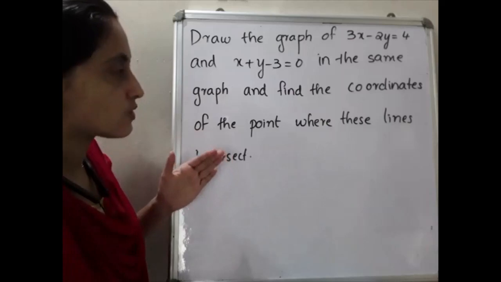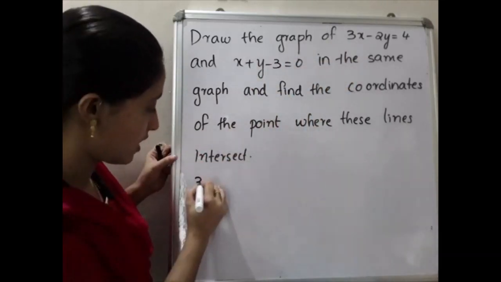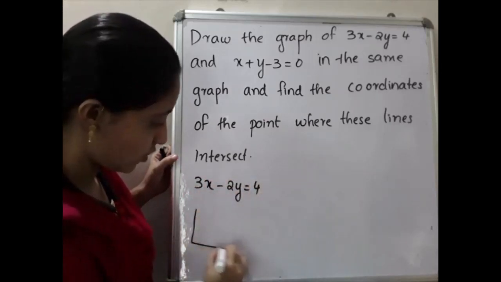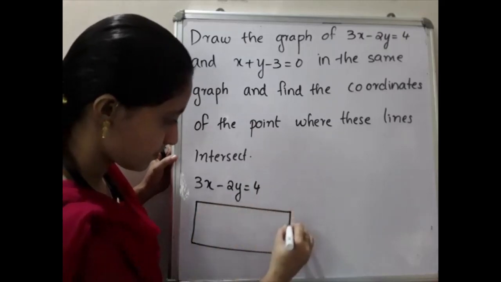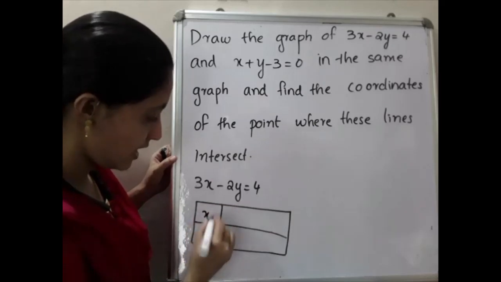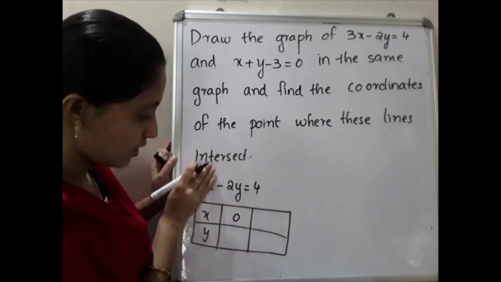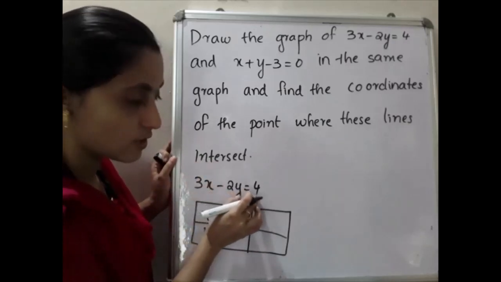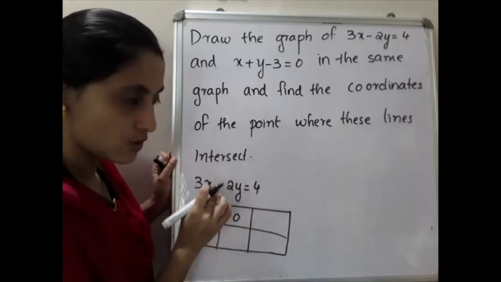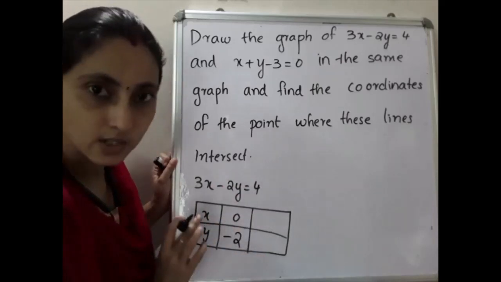So first of all, you have to find the solutions of these two equations. The first one is 3x minus 2y is equal to 4. So just draw the box. Two points are enough: x, y. First you have to put x is equal to 0. If x is equal to 0, then minus 2y is equal to 4, so y will be equal to 4 by minus 2, which is equal to minus 2. This is the first solution.